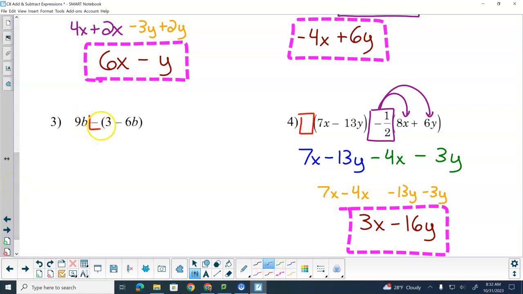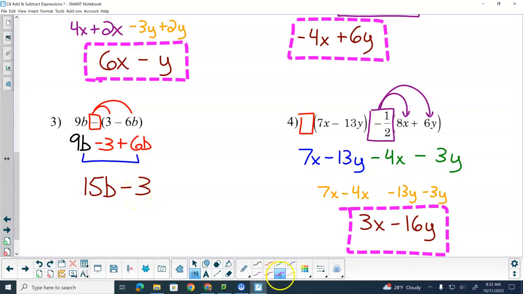We got to distribute this negative sign into there. That gives me negative 3 plus 6b. And the 9b comes along for the ride. Okay? So my 2 b's can combine. That would give me 15b. And then nothing else is left to combine with the minus 3. 15b minus 3. Hands in the air, wave them like you just don't care if you got that one right. I got it right. You're not waving your hand? Okay?